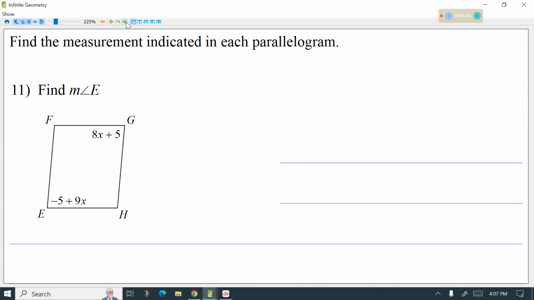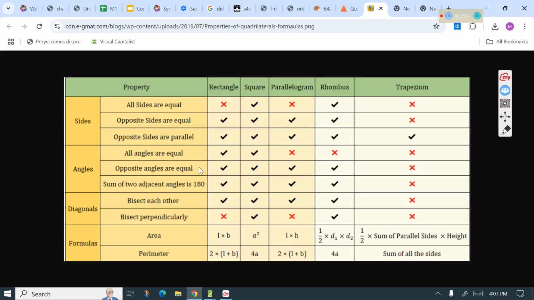So now we're on number 11. Okay, this one we also did in class, but I'm going to do this for the sake of the video right now. So we want to understand this process that has to do with parallelograms. Okay, the opposite angles are also equal. Okay, so in a parallelogram, we have equal opposite angles.